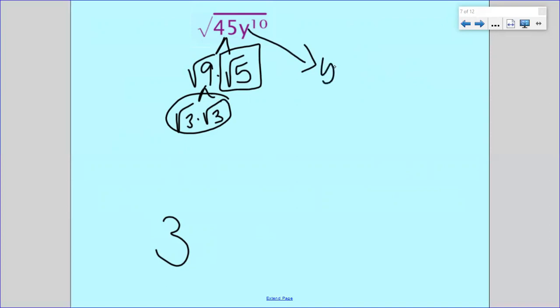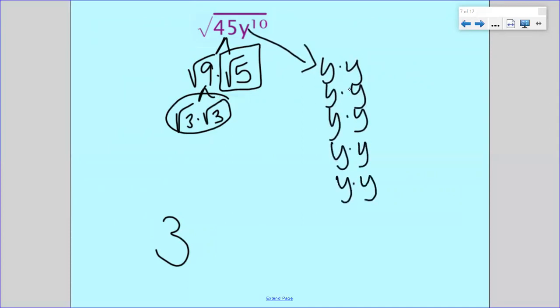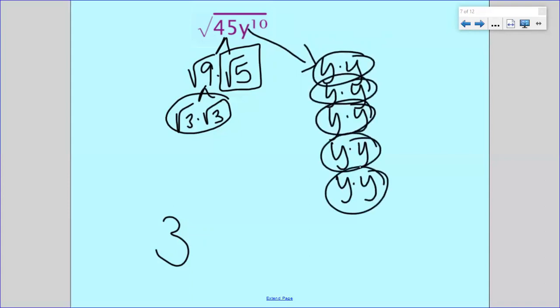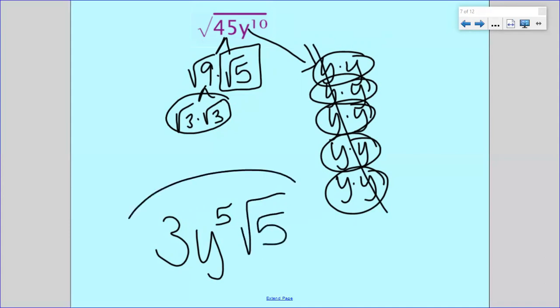Now, a lot of you are like, okay, yes, I can just divide by 2. But I just want to show you why it works. So 2, 4, 6, 8, and 10. I've got 1, 2, 3, 4, and 5 with no leftovers. So I've got 5 pairs of y's in there. So there's going to be no y's left over, and the only thing left over is the square root of 5. And now I'm done: 3y to the 5th, square root of 5.